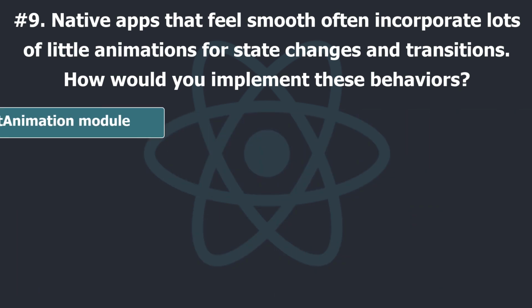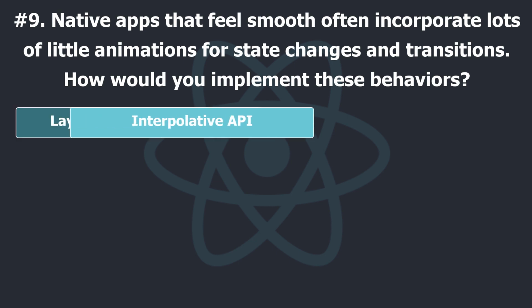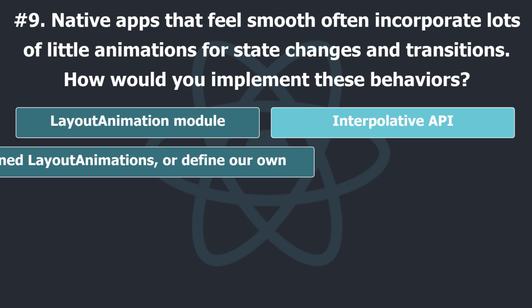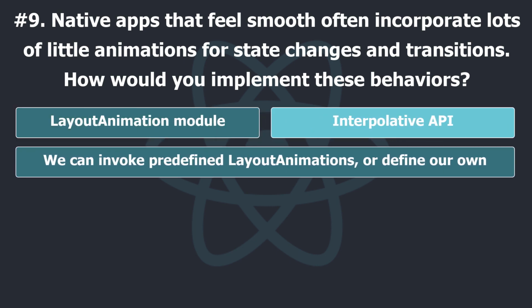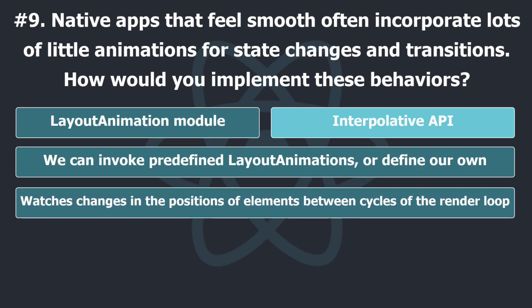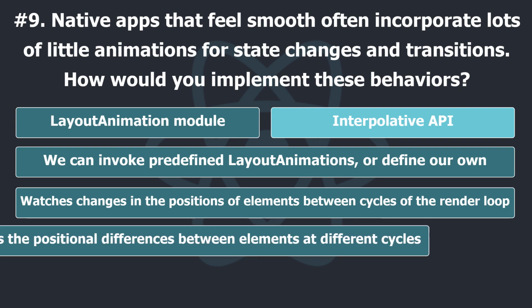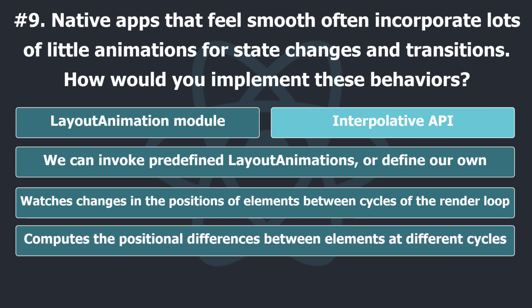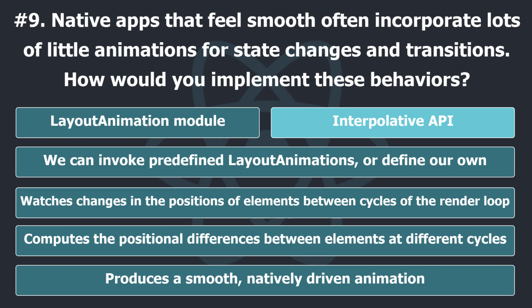Instead, we look to the LayoutAnimation module, which is an interpolative API. We can invoke predefined layout animations or define our own. LayoutAnimation watches changes in the positions of elements between cycles of the render loop and computes the positional differences between elements at different cycles. Then it interpolates those changes and produces a smooth, natively driven animation.